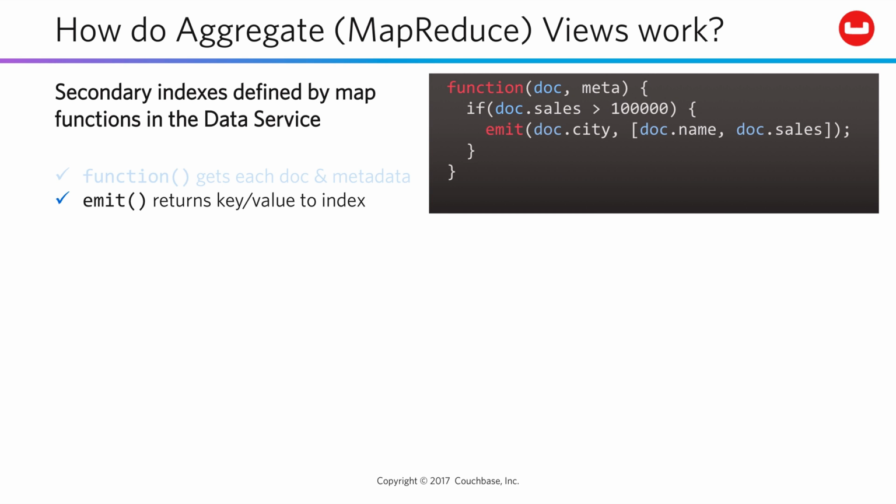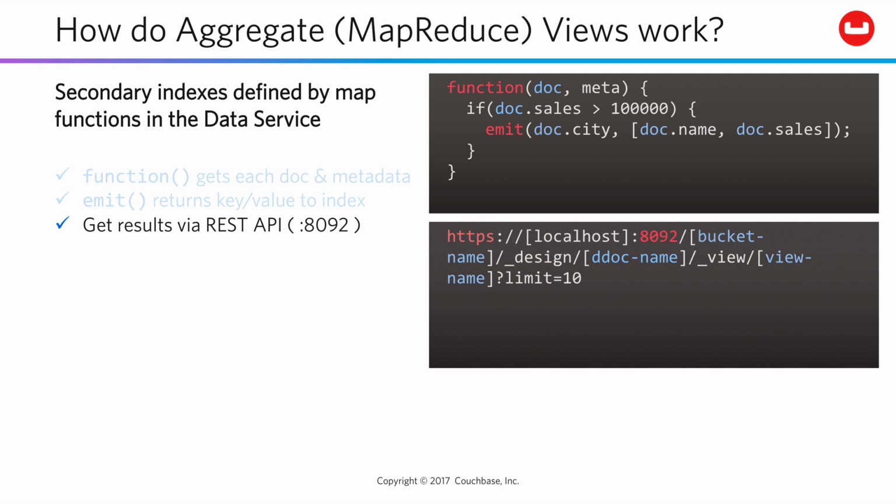The emit functions specify the key and value for each corresponding entry to that index. These indexes are available via REST API, and query parameters are available to filter the results.